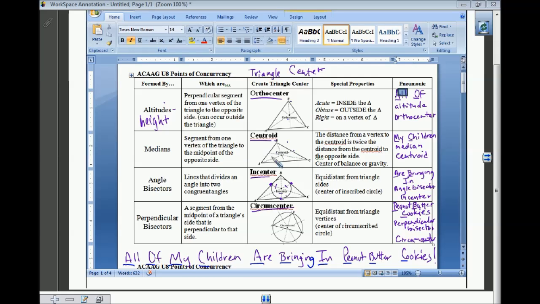The neat thing about a centroid is that where it intersects the medians, it gives us a ratio. The distance from the vertex to the centroid is twice the distance from the centroid to the opposite side. So this is a 2x and this is an x. That distance from the vertex to the centroid is twice the distance from the centroid to the opposite side. Let's take a look at that on the GeoSketchpad.